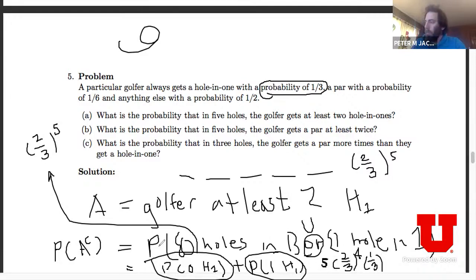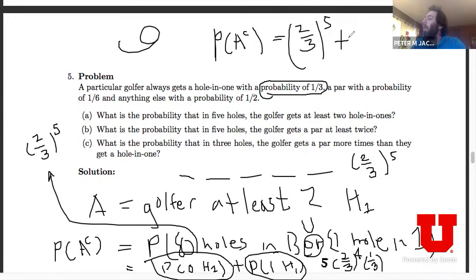So in total, the probability of A complement, just to summarize, is 2/3 to the 5th plus 5 times 2/3 to the 4th times 1/3.